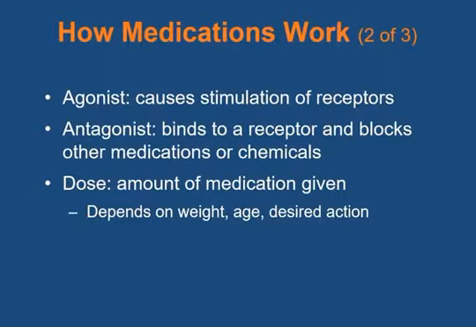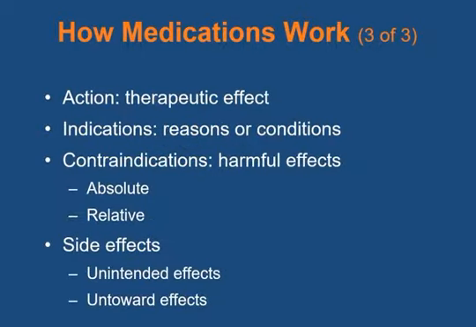A dose is the amount of medication that is given and depends on the patient's weight, the patient's age, and the desired action of the medication. Action is the therapeutic effect that a medication is expected to have on the body. It's also referred to as the desired effect or intended effect. Indications are the reasons or conditions for which a particular medication is given.